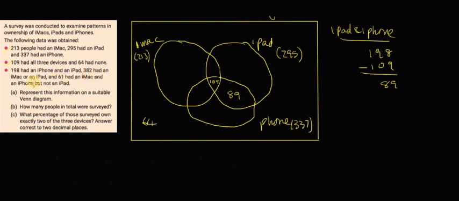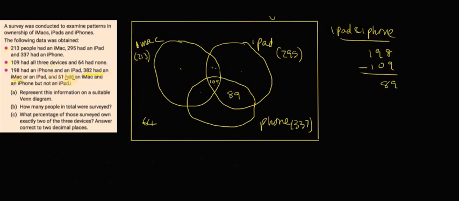382 had an iMac or an iPad. Okay, the thing about this is it's not an iPhone and it's not an iMac and an iPad, which would be in here. Those two areas would be that. This is an or. They have an iPad, an iMac, or an iPad. So it's this area, this area, this area, this area, this area, and this area. 6 areas. So I can't use that information just yet. I'm just going to leave that and I'll come back to it in a minute.